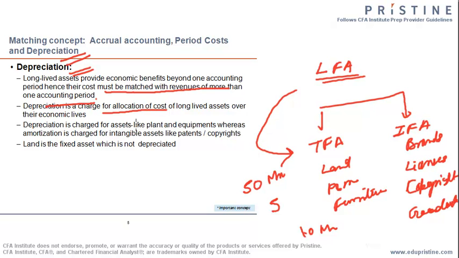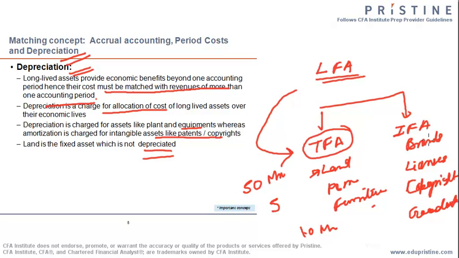So depreciation is charged for assets like plant and equipment, whereas amortization is charged for intangible assets like patents and copyrights. For tangible fixed assets like plant and machinery and furniture, the terminology for allocation of cost is depreciation, while for intangible assets like copyright and licenses, the terminology used is amortization. Land is a fixed asset which is not depreciated because fundamentally we assume that the land value will not really dilute, and land would be an asset which will be available for n number of years.